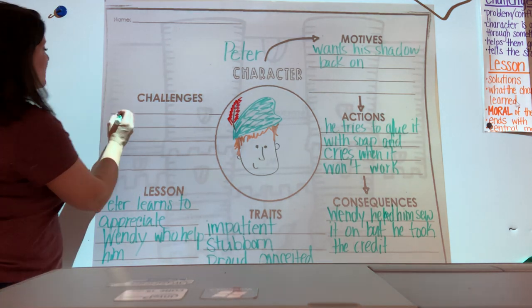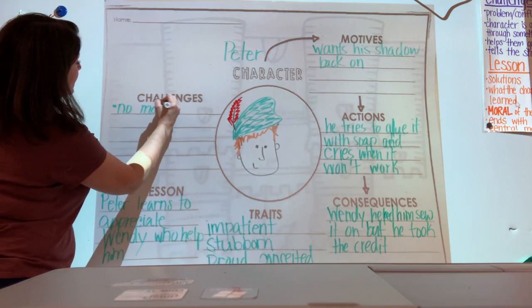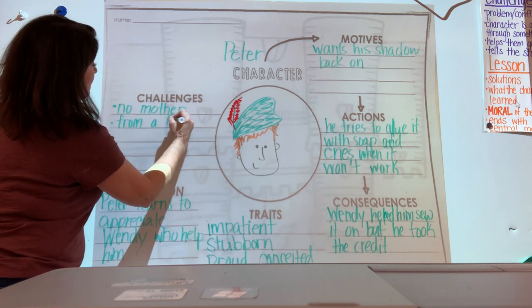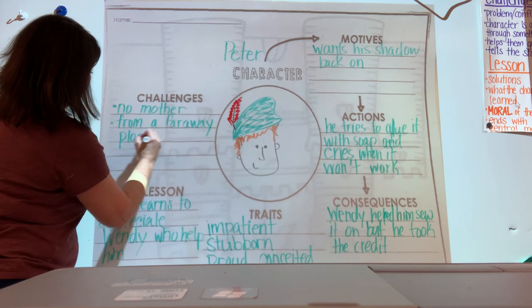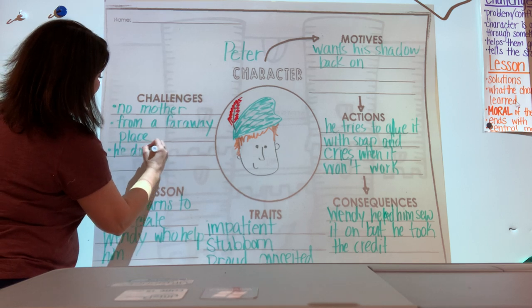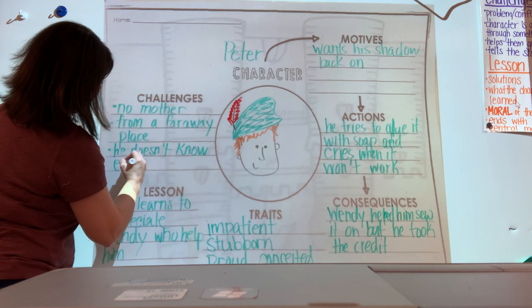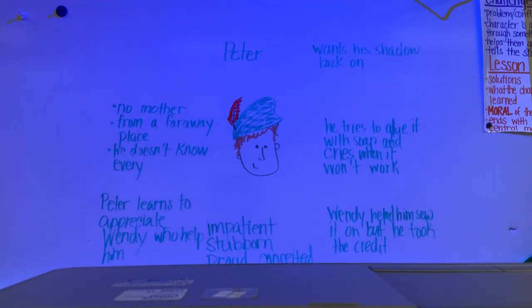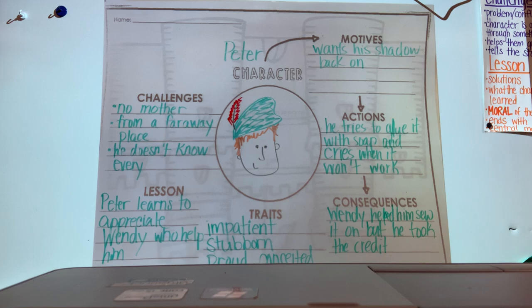So his challenges might be, I'm going to use some bullet points here. He has no mother. He's from a faraway place. And he doesn't know everything. But he kind of acts like he knows everything. Oh, goodness gracious. There it went. Let me jiggle my mouse. Get it back up here. All right. He doesn't know everything.